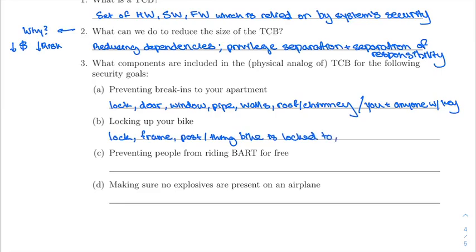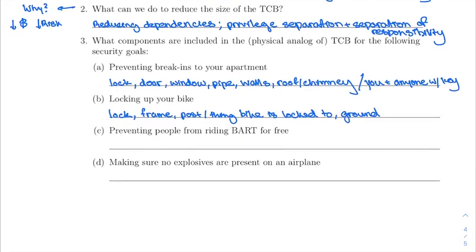And by extension, this is in the solution, so I'll just include them here. The ground. If you have a nice cement post that is placed in very soft ground, maybe like sand or something like that, then maybe someone's motivated enough to take the lock, the bike, and then the post and the whole thing because it's not attached to the ground.